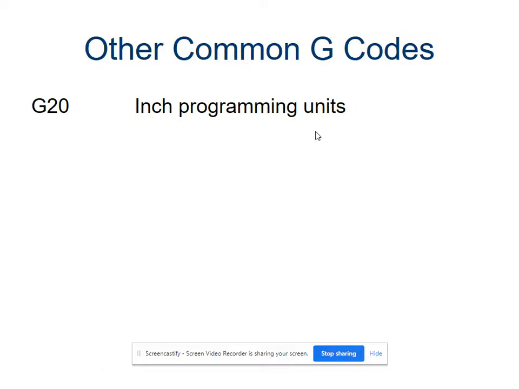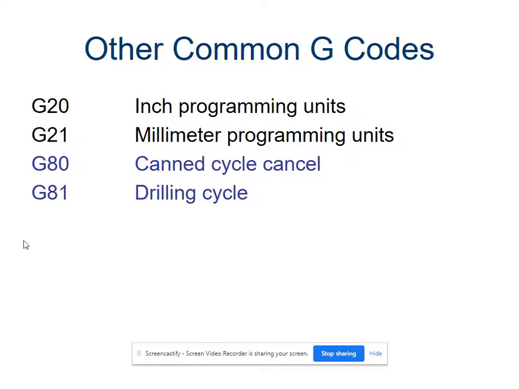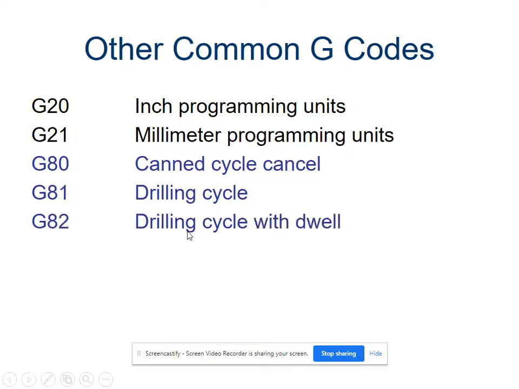Other common G codes: G20 means we're working in inches, because these machines will work in any units that you want. If you want to work in metric units, you can tell it metric units, which is G21. But we're always going to work in inches. G80 is the cancellation of a canned cycle. Canned cycles are things like bolt hole patterns, where you have a circle with holes on a particular diameter or radius around. That's a canned cycle. G81 is a drilling cycle with dwell.